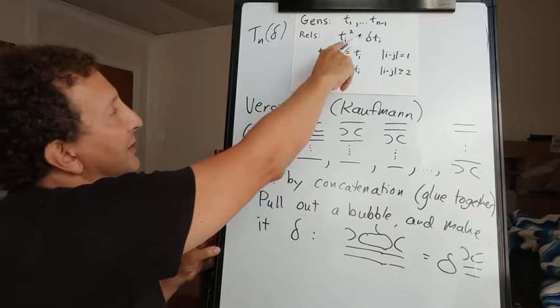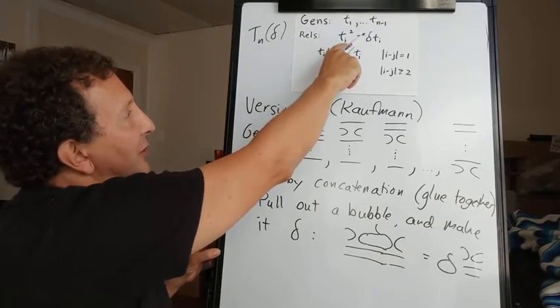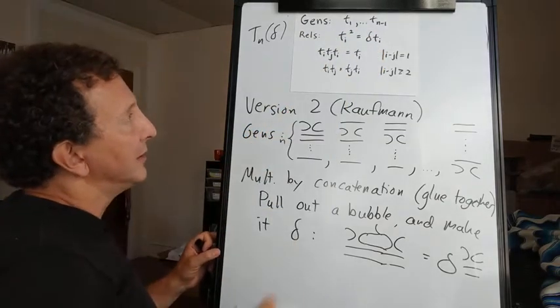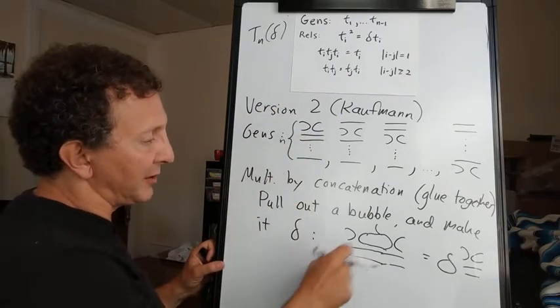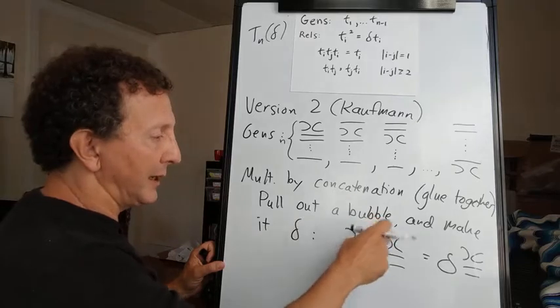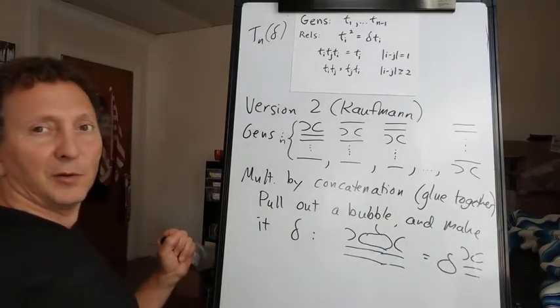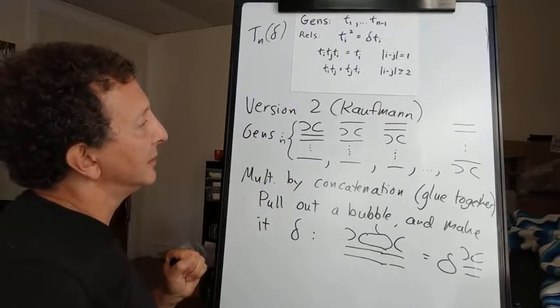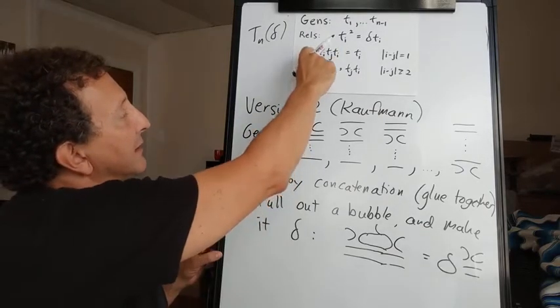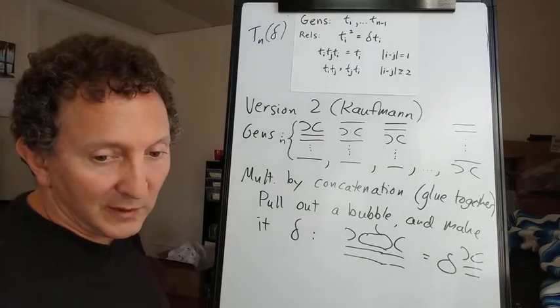So this relation that said any generator squared is delta times the generator comes just by gluing the picture together, taking out a bubble, making it into a delta, and putting it in front. So that relation is already taken care of. Now let's see that the second relation is already taken care of too.